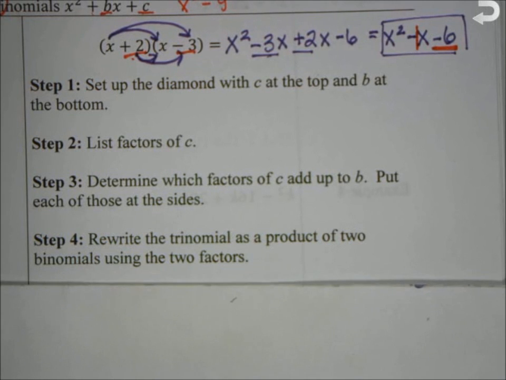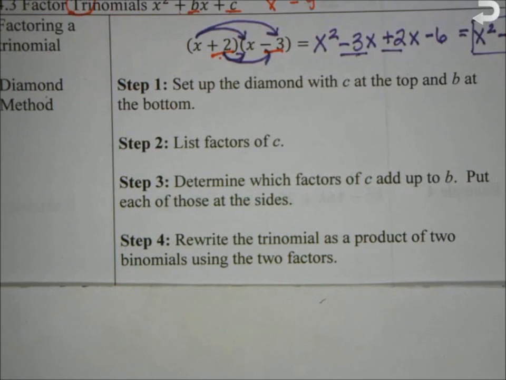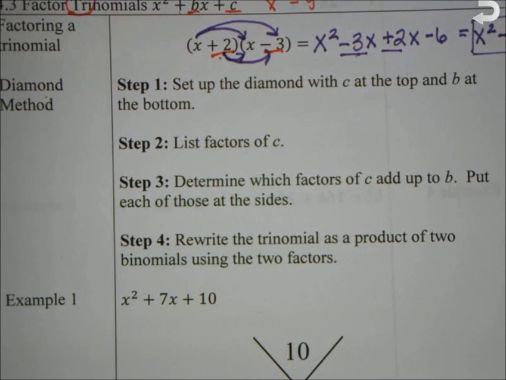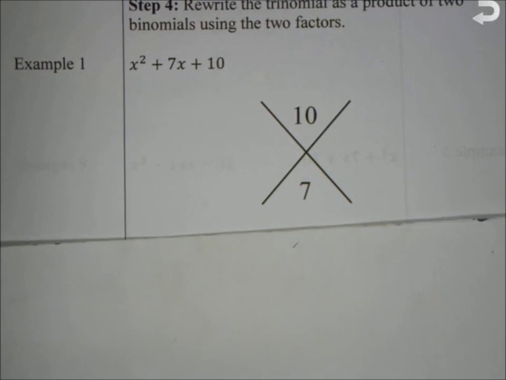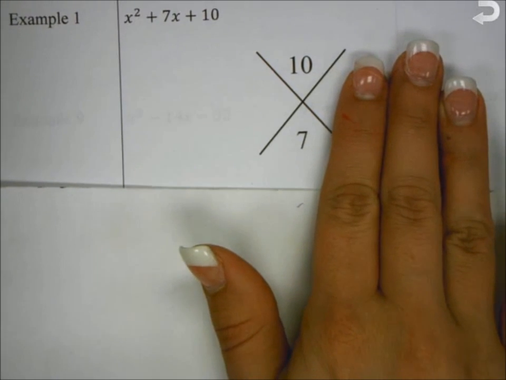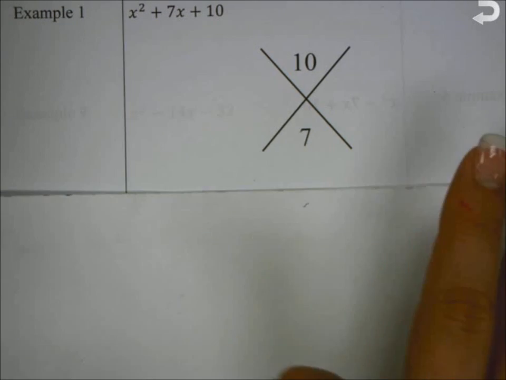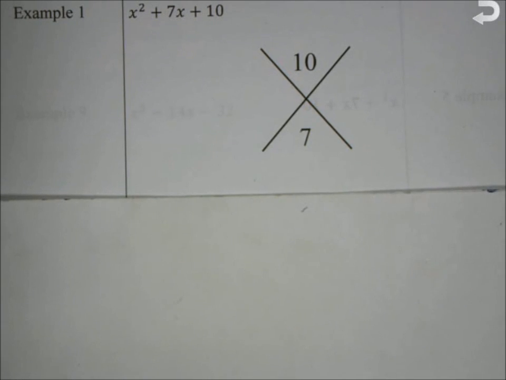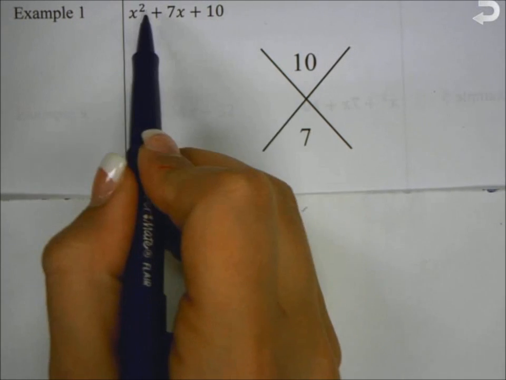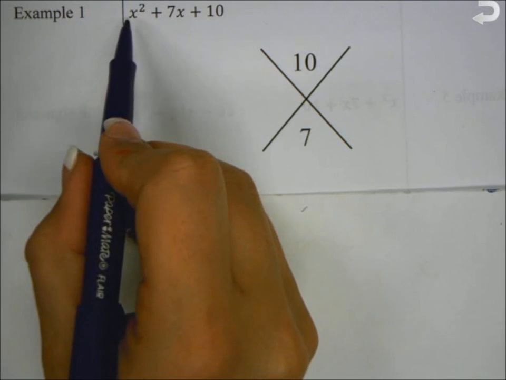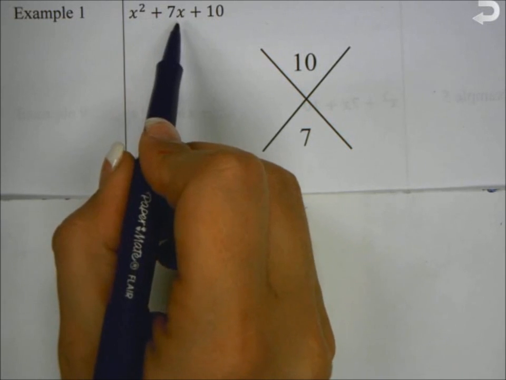I already have the diamond set up. So example 1: x squared plus 7x plus 10. The first thing I always want to ask myself, no matter what, is there a GCF? Look at this problem. Is there a GCF? No, there's no GCF in here. There's nothing in common between all three terms. Well, x squared has an x, and 7x has an x, but does 10 have an x? No, so that's not the GCF. It has to be all three.